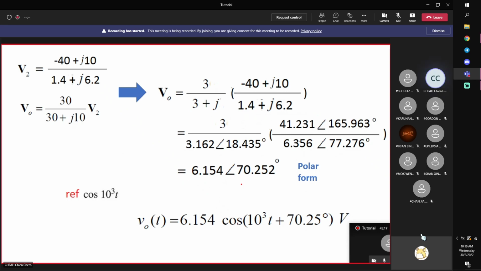So finally, don't forget that we have a reference of sine 3000t. This means that this signal, with respect to this reference, is rotating with respect to this rotating vector, my reference, by an angle of 70.25 degrees, leading my reference by 70.25 degrees, and it has a magnitude of 6.154. Okay?